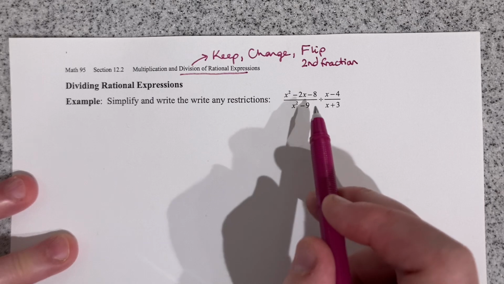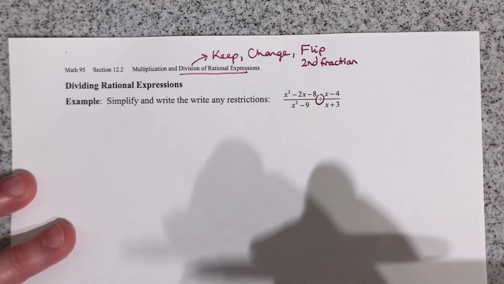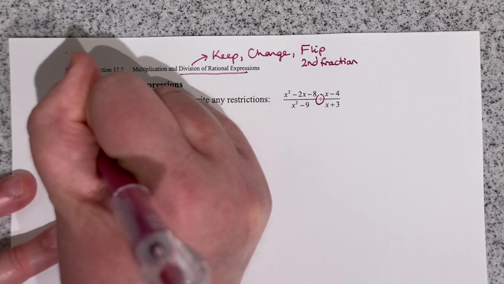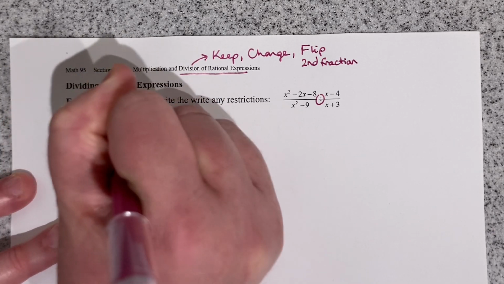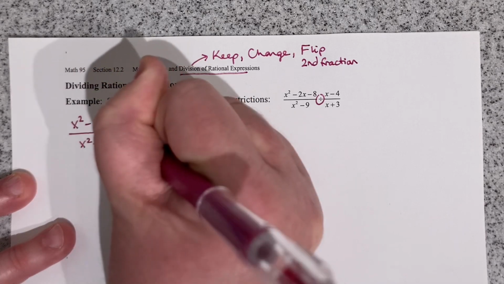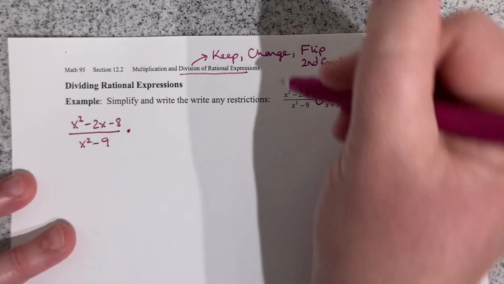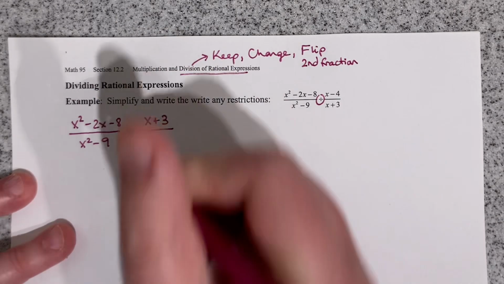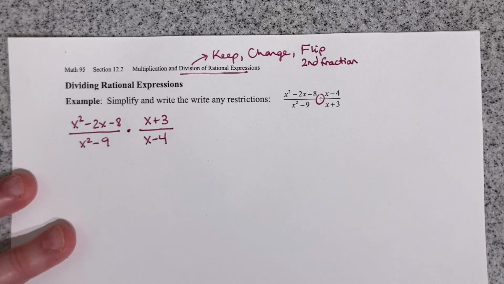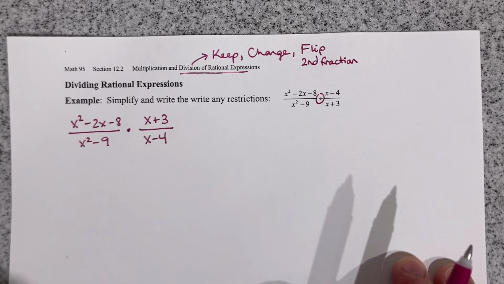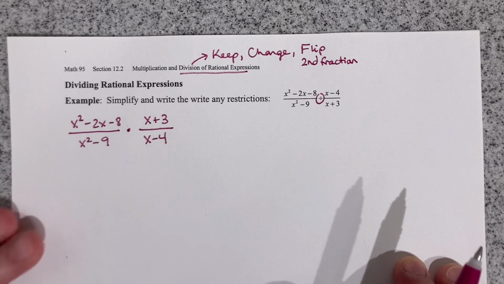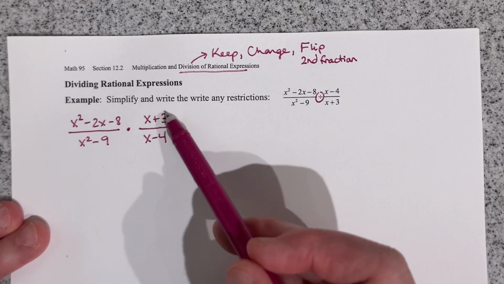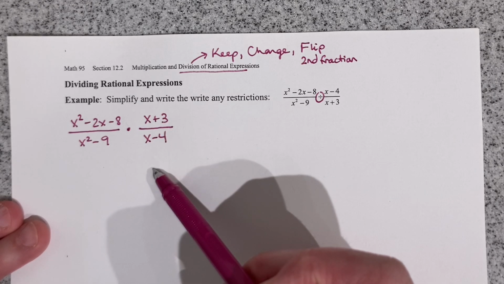All right, so let's try that. So anytime we see that divide in the middle, we're gonna keep the first fraction, x squared minus 2x minus 8 divided by x squared minus 9, change to multiplication, and then flip the second fraction. So x plus 3 is now on top, x minus 4 is on the bottom. Now before we start crossing things out, it has to be factored. So next step is to factor. Good news is x plus 3 and x minus 4 don't factor any further. That's as simplified as they can be.